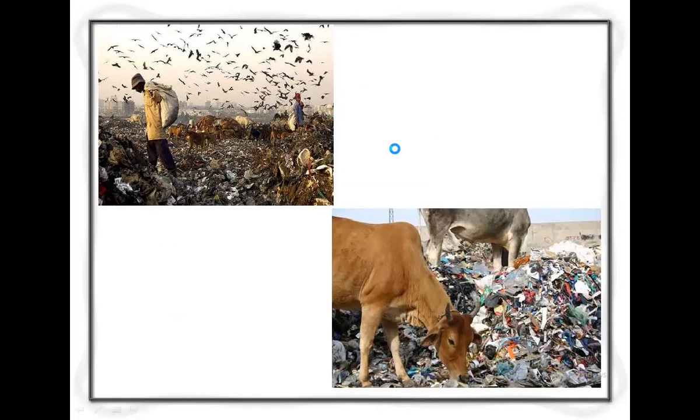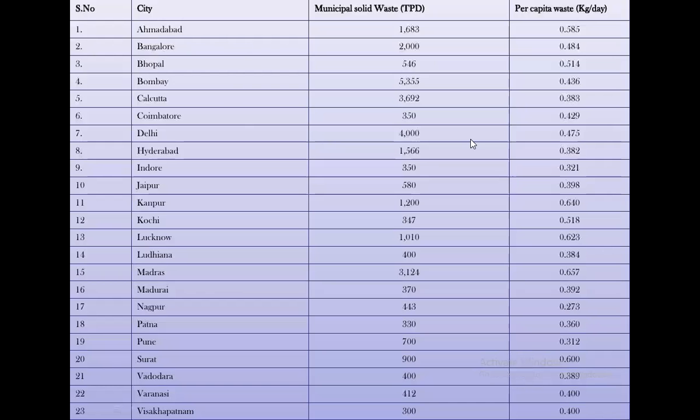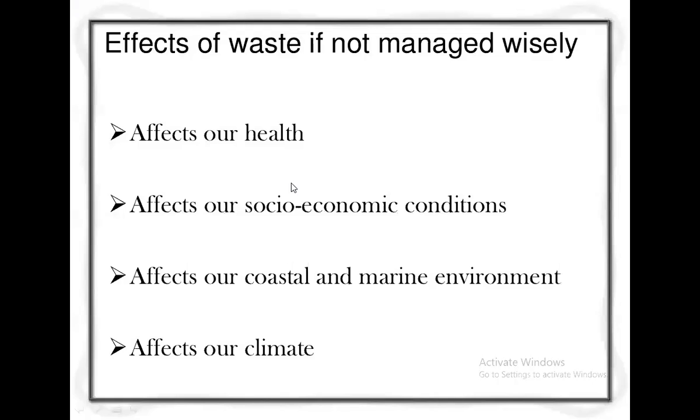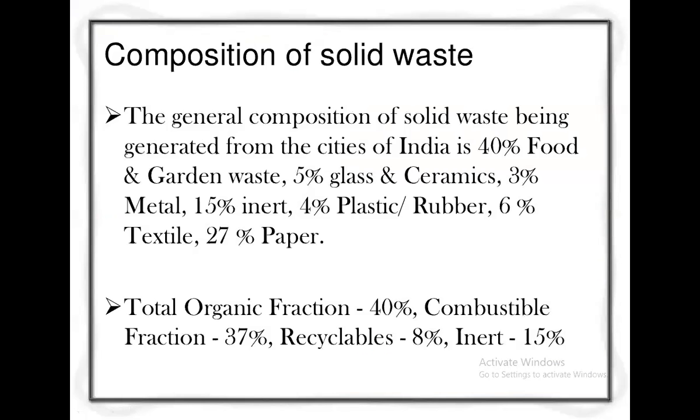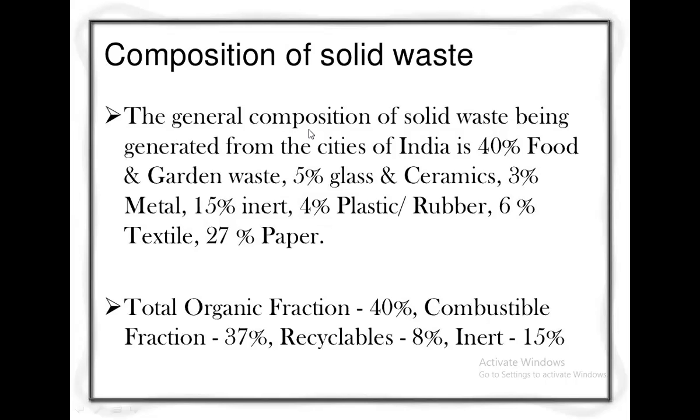So this is a scenario of solid waste management in India, in all the states, in various cities. The composition of the solid waste. What is the composition? The general composition of solid waste being generated from cities of India is about 40% food waste, food and garden waste.